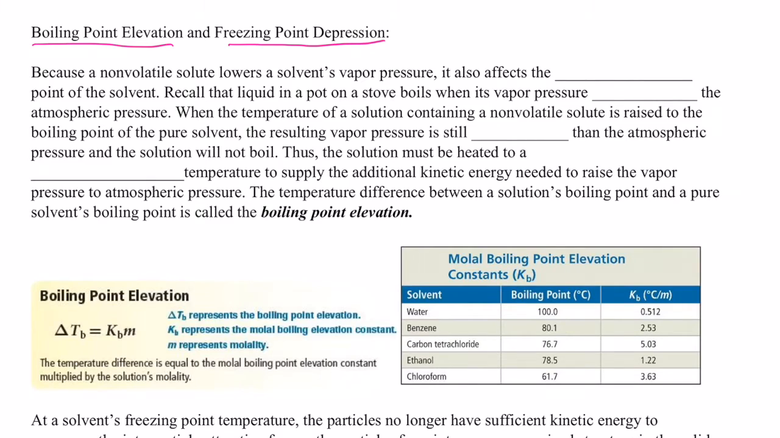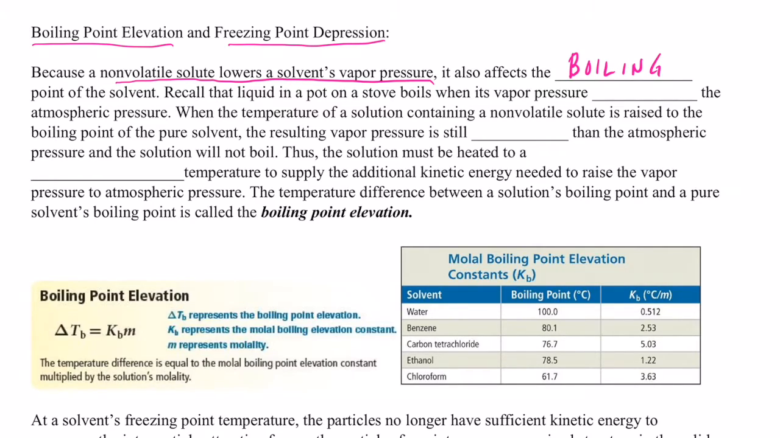If you remember, in the last video, a non-volatile solute will lower the solvent's vapor pressure. I think we established that. If we add something like sugar or salt to water, its vapor pressure will lower. It turns out it also affects the boiling point of the solvent. Now, if you remember your definition for boiling point, I know this was several videos ago.